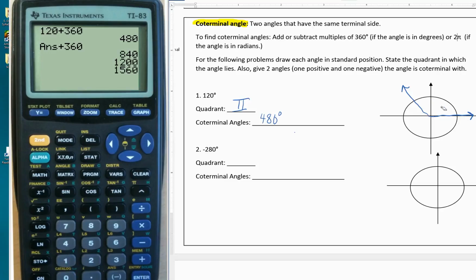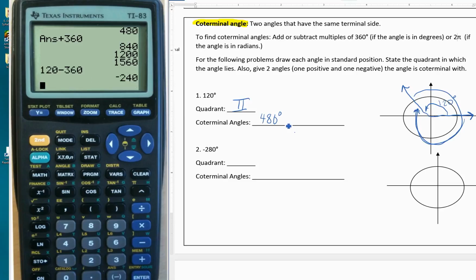Let me see if I can erase that. This was our 120 degrees. We could have also done a negative angle and gone this way to get an angle that lands in that same spot. To get that, we're doing 120 minus 360, because you can think of starting here and going in the negative direction for one whole time around the circle. So we take 120 minus 360, and we see that another coterminal angle is negative 240 degrees.